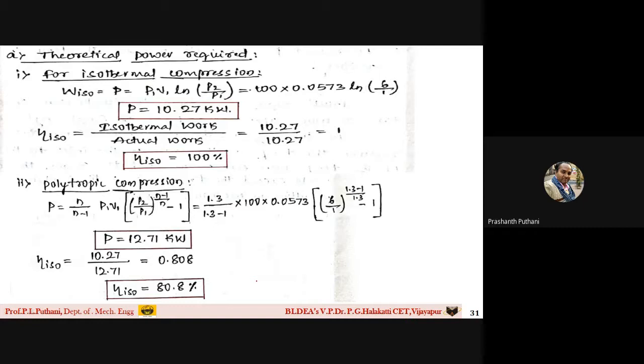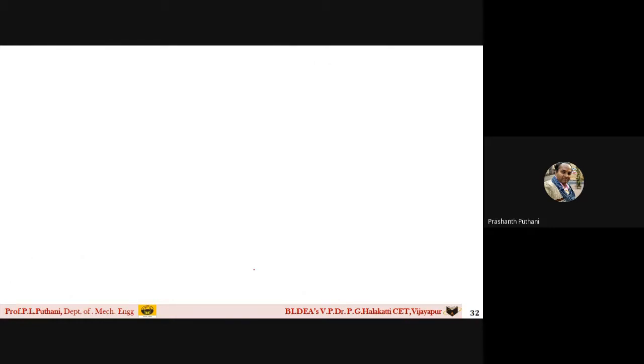See students, as you are going away from isothermal, the efficiency goes on decreasing. We have calculated isothermal, we have calculated polytropic. Let us see what happens for the adiabatic. Is the adiabatic value still greater than 80% or less than 80%? We need to discuss. So let us see.